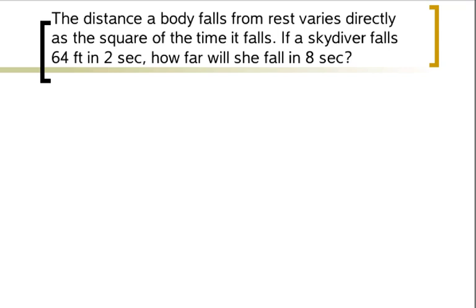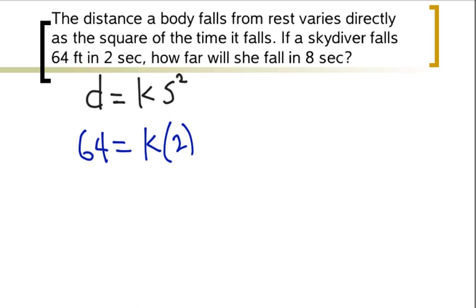This one says the distance a body falls from rest varies directly as the square of the time it falls. So what that means is the distance will vary directly, so k, as the square of the time it falls. So I take s and square it. So that's the formula I'm looking at. That's direct variation. So a skydiver falls 64 feet in 2 seconds. So I say k times 2 squared. How far will she fall in 8 seconds?